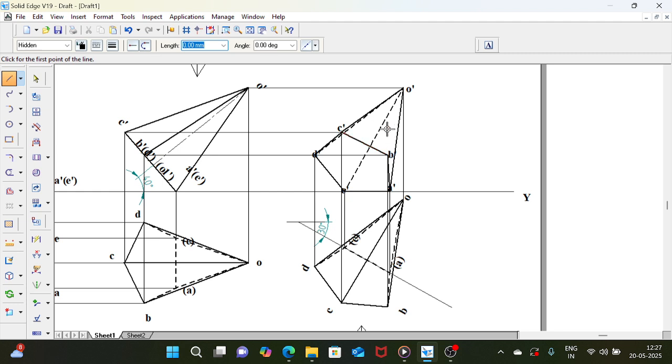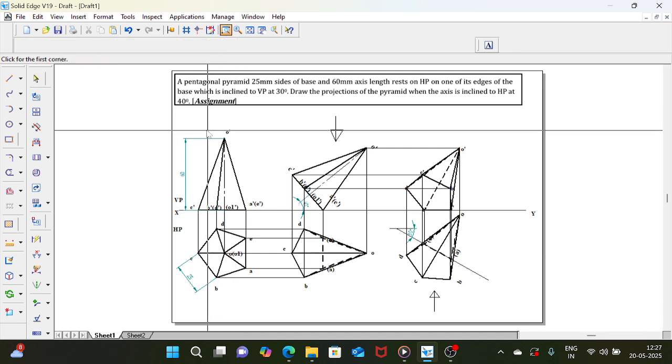So what about BO? BO is below the axis and is the nearest slant edge to the observer. So join that BO with a visible line. And it is the projected point of the visible face. It has to be visible. So this will complete the given problem.